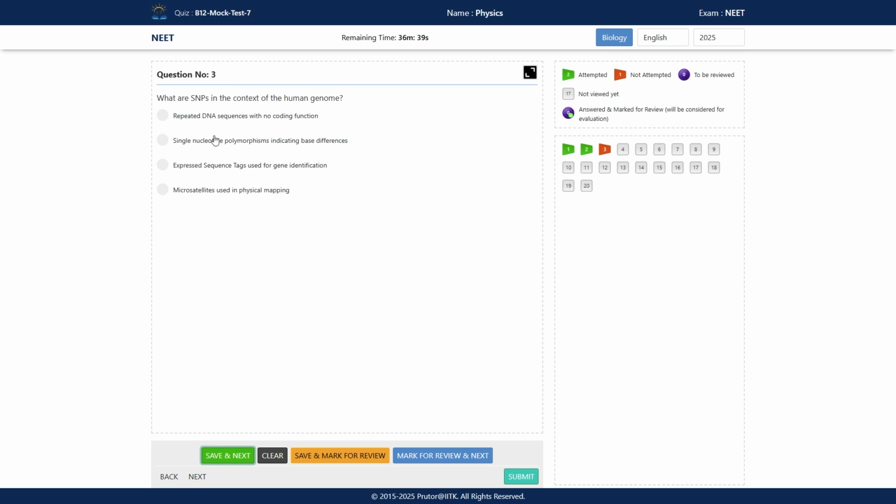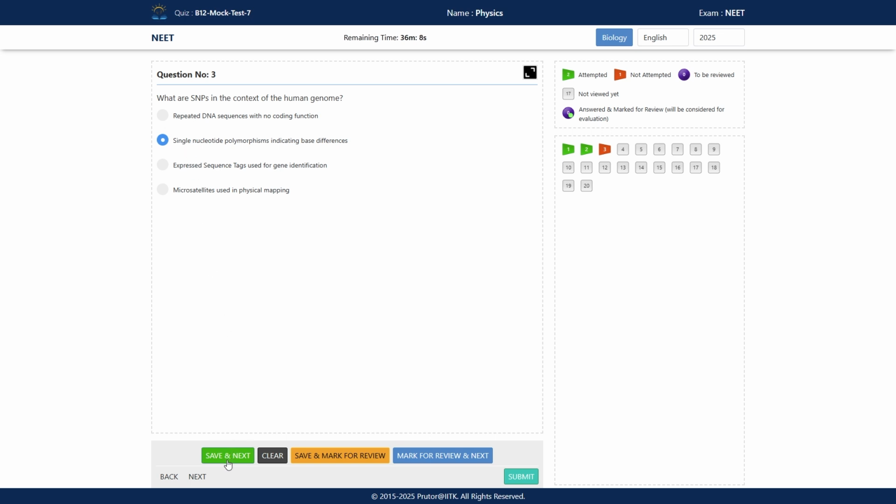Here the correct answer will be option number 2, single nucleotide polymorphism indicating base differences. SNP means single nucleotide polymorphism. It means there is a difference in one base, a difference at only one position. SNPs are quite common among individuals, and this is the cause of variation as well.